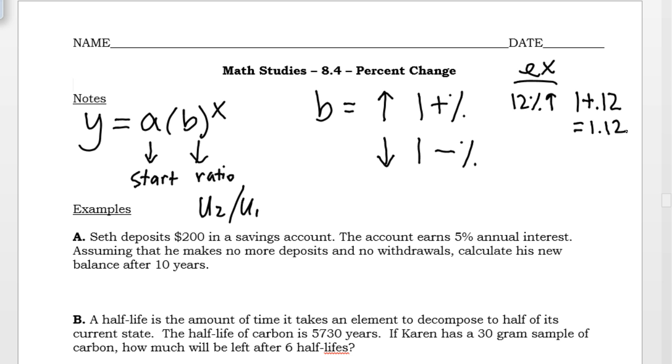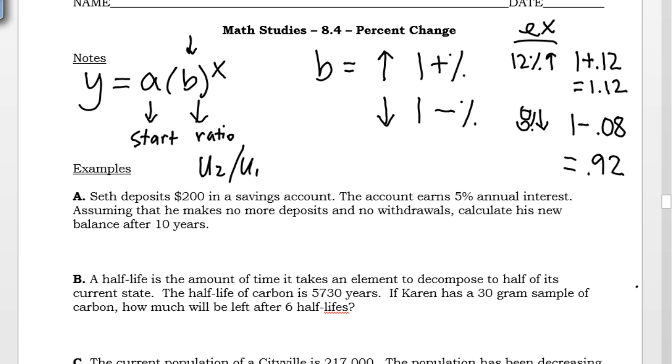If I have 100% of something, and I'm going to add 12% to it, I'm left with 112%. A percent decrease example, let's say I have an 8% decrease, 1 minus 8%, and 8% is 0.08, we move that decimal 2 times. That's going to give me 0.92. And so the idea is if I had 100% and I take away 8%, I'm left with 92%. So these values are the values that would replace our ratio in our exponential equations. Otherwise, we're going to keep doing the exact thing we did in lesson 8.3.